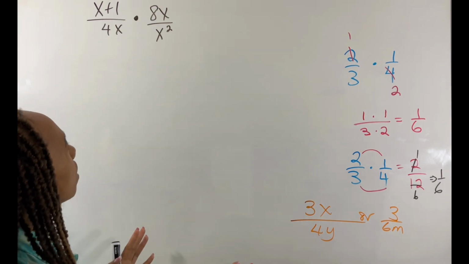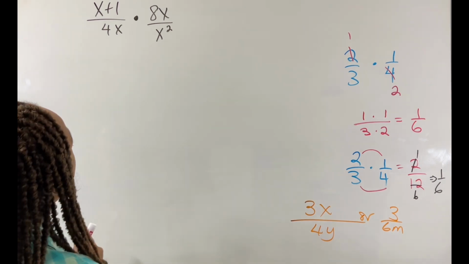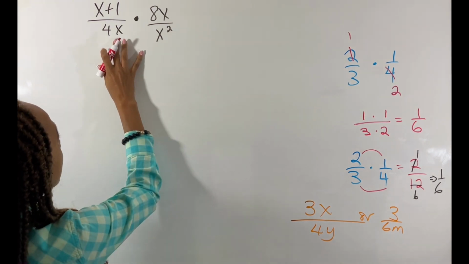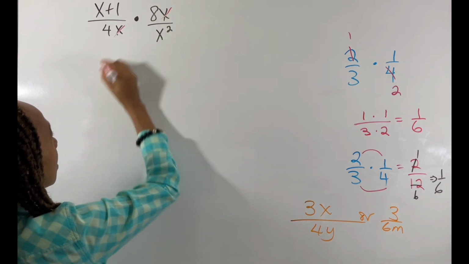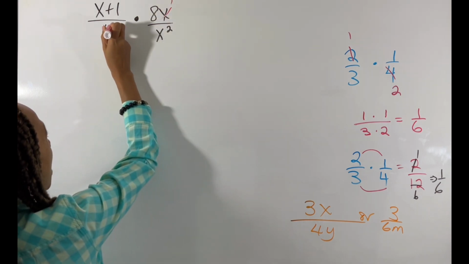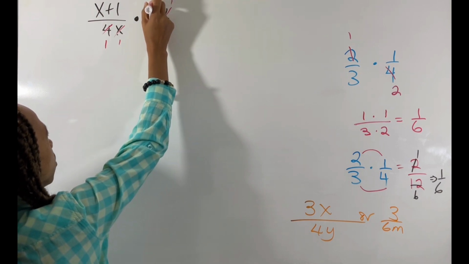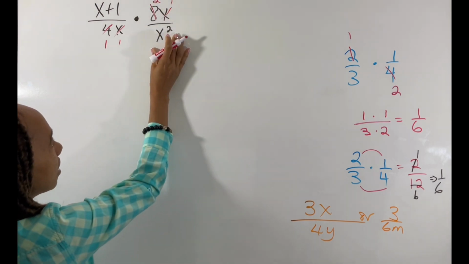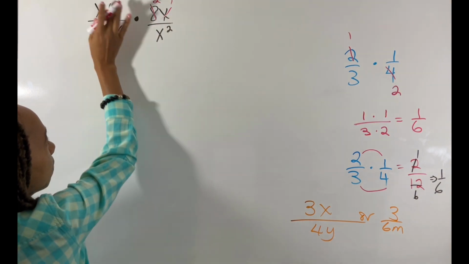Off the top, we can simplify this. When we simplify this, we have a 4x here and an 8x here. So if we cancel out the x with the x, we have the 1 there. Then we cancel out the 4 here: 4 into 4 is 1 and 4 into 8 is 2. We cannot do anything with this x squared here into the x plus 1.